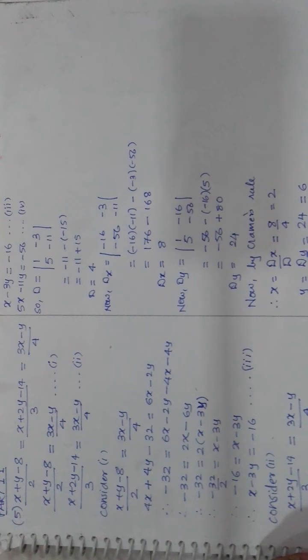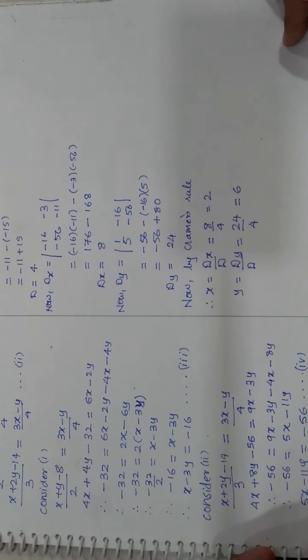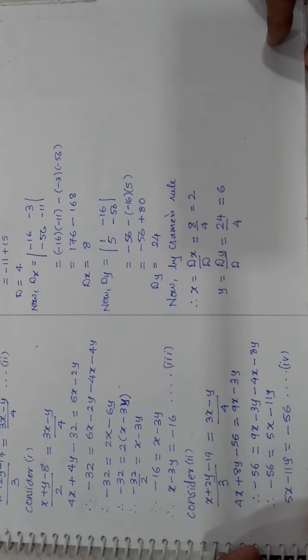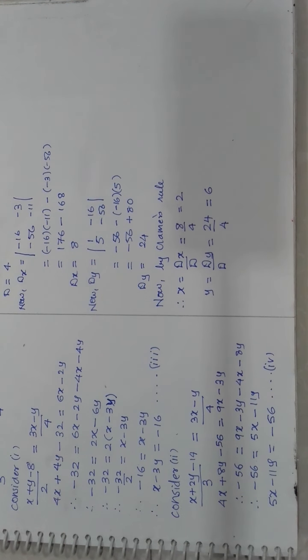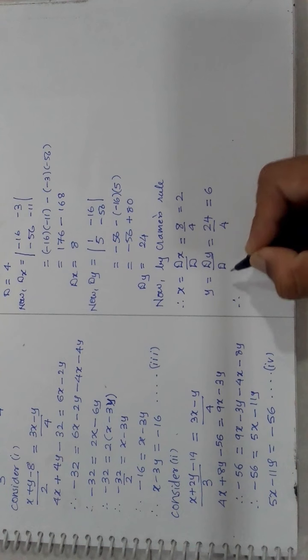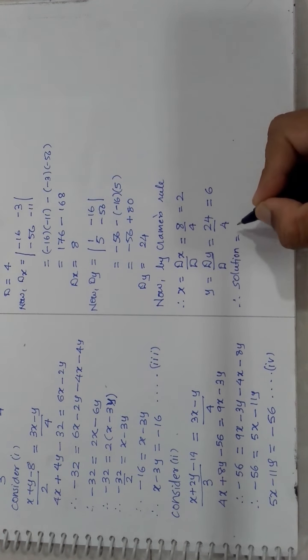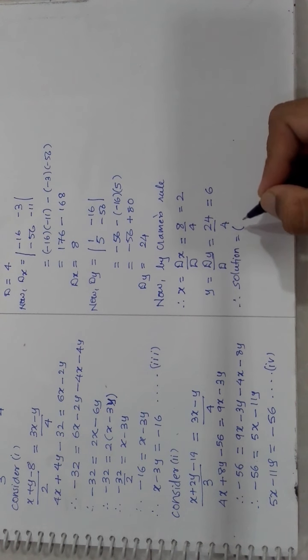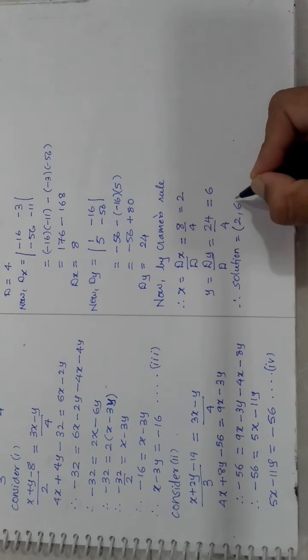Sorry, you are not able to visualize. So here now you can see that x is equal to dx upon D, which is nothing but 8 by 4, that is equal to 2, and y is equal to dy upon D, that is 24 by 4, that is equal to 6. So therefore the golden statement is that your solution here will be, in round brackets, the value of x, that is 2, and the value of y, that is 6.